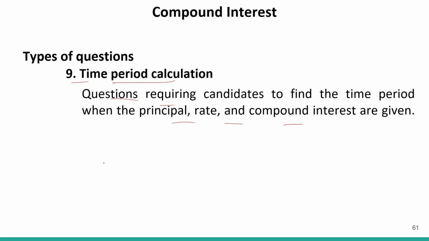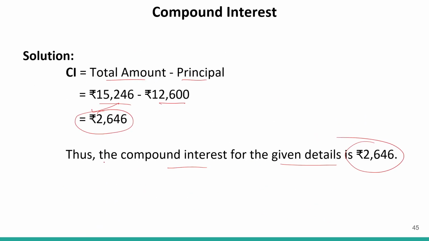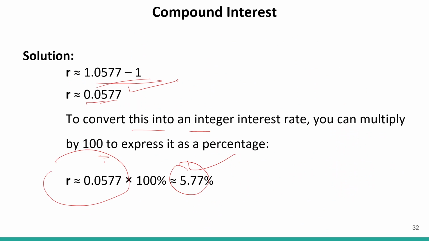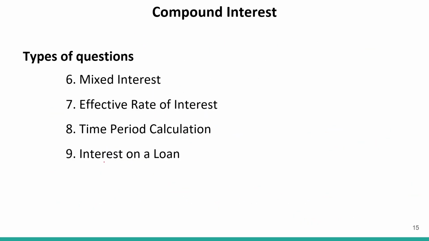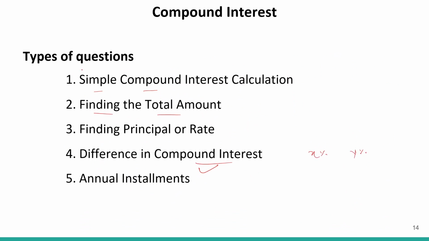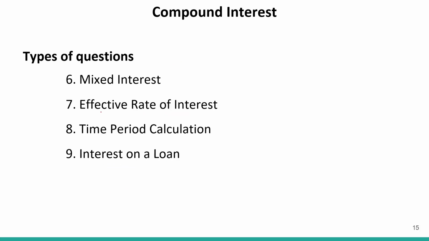By completing this, we have discussed all the types of questions that are usually asked on the exam. We saw 9 kinds of questions: simple and compound interest calculation, finding the total amount, finding principal or rate, difference in compound interest, annual installments, mixed interest, effective rate of interest, time period calculation, and interest on loan.